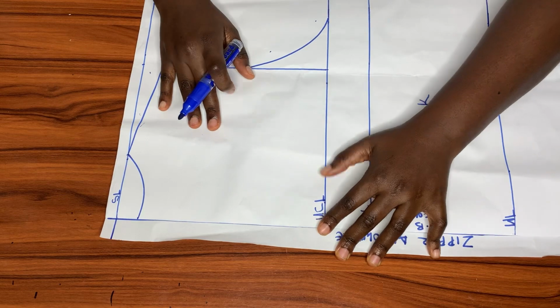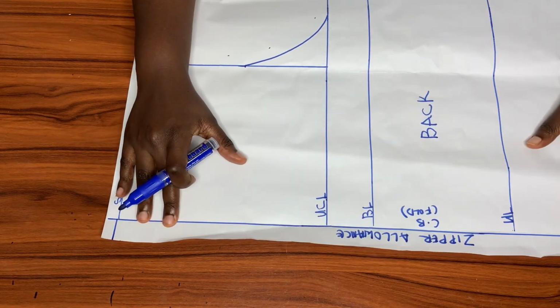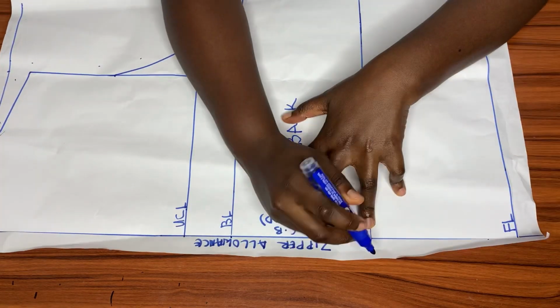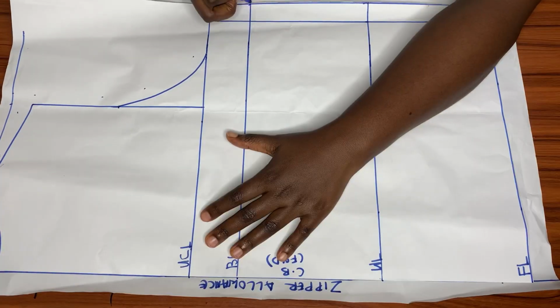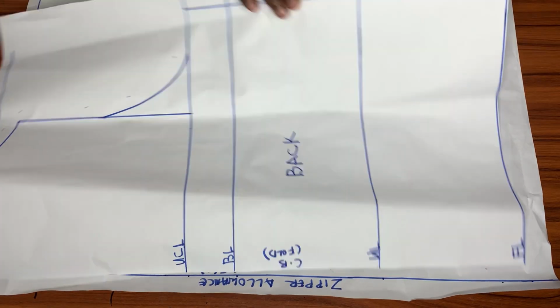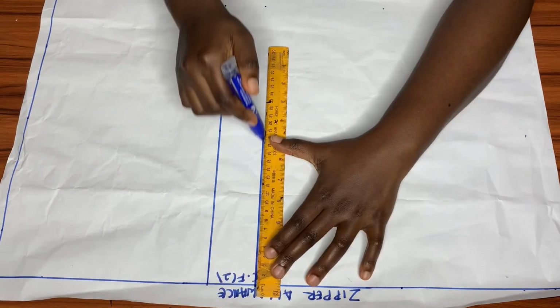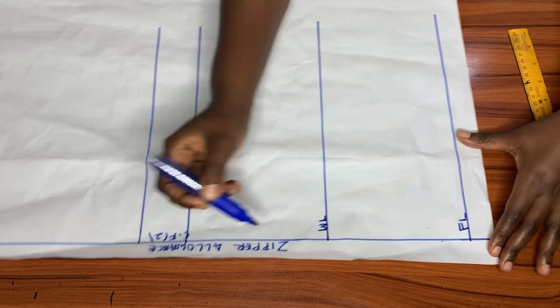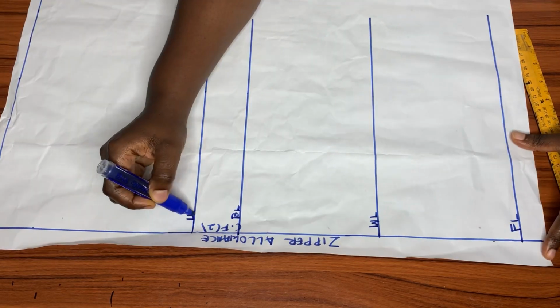Now I'll just go in with my marker to transfer all the important points. So I'm just transferring all the points for the horizontal line along the center and along the side. Once I'm done with that, I'll take out the back pattern and square out all those points. So there's the full length of the jacket, the waistline, the bust line, and the upper chest line.